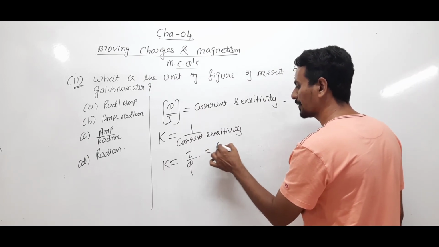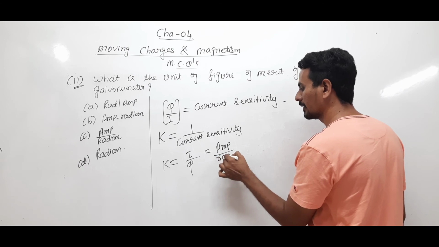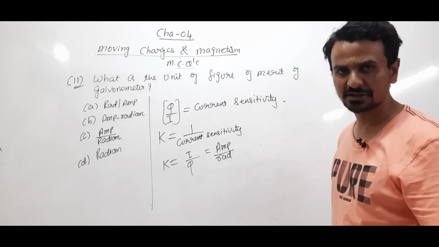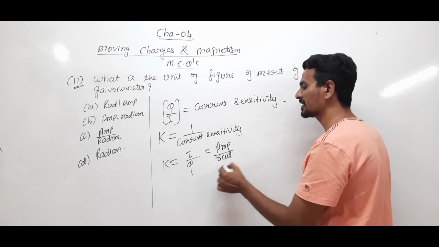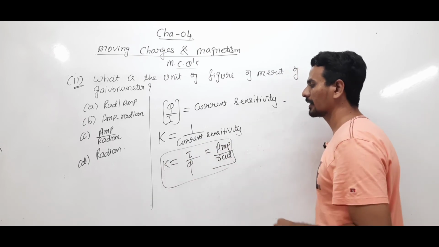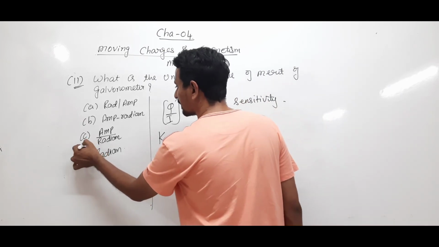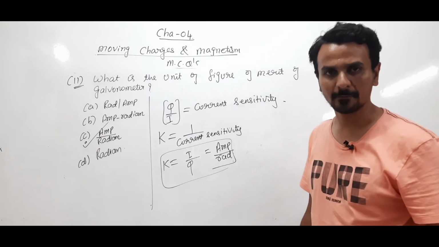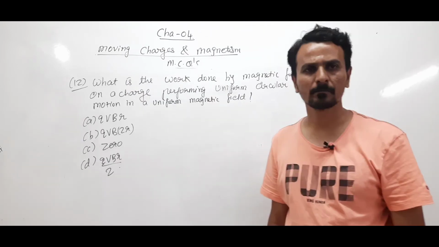So the unit of I is ampere. Phi is the angle, deflection. It will be measured in radian. Current will be measured in ampere. So the unit of figure of merit is ampere per radian. This is your correct option. Clear? Fine. The next one.